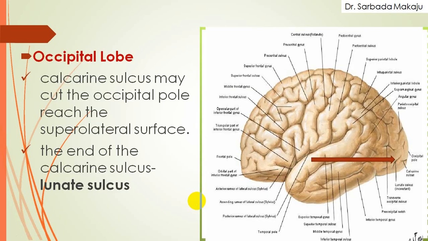Now the occipital lobe. This portion is known as the occipital lobe. Within this, there is one sulcus that cuts the occipital pole and reaches the superior lateral surface. And this sulcus is known as the calcarine sulcus. Now, at the end of the calcarine sulcus, there is one more sulcus that is present. This is known as the lunate sulcus.